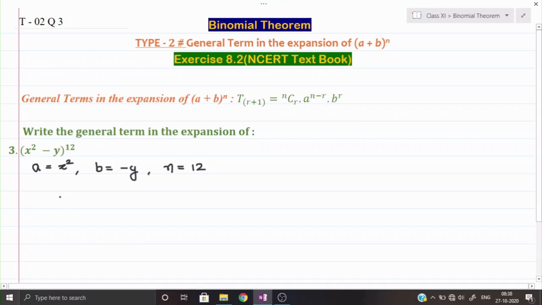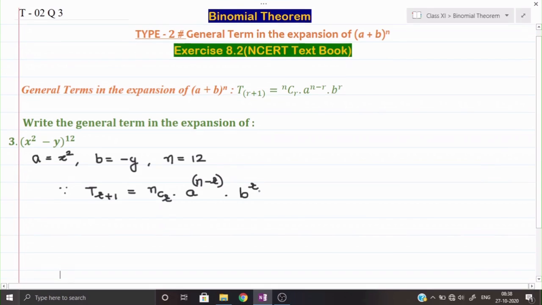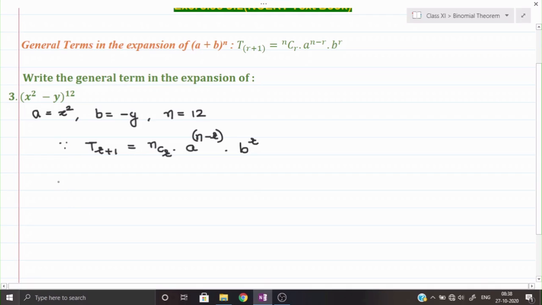Now the formula we shall write down for some of the questions initially, to remember it properly: TR plus 1 is equal to NCR into A to the power N minus R into B to the power R. Now let us put the values over here. So it can be written as TR plus 1 is equal to 12CR into the value of A, which will be here x square whole power 12 minus R.